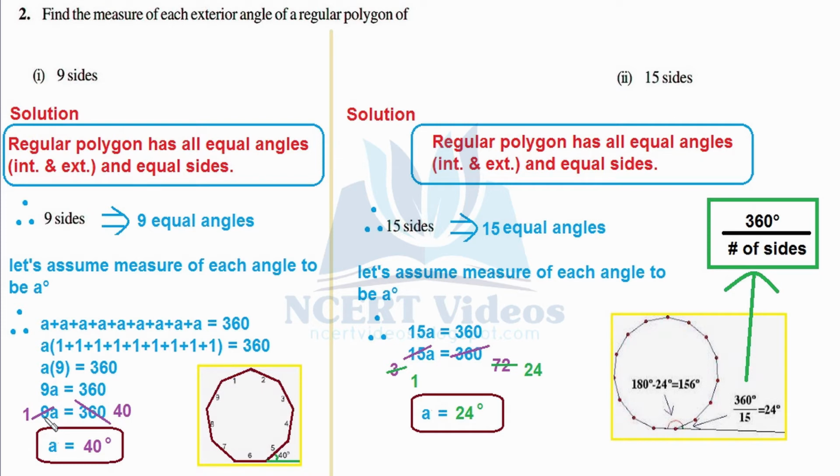Cancelling opportunity. 1 9 is 9, 9 4s are 36, 0 as it is. A is separated, its value came out equal to 40, and since we are dealing with angles, the unit of a should be degrees. Hence we wrote a equals 40 degrees. And we have assumed a as the measure of each angle, and that is what the question was asking us to find, that is the measure of each exterior angle. In case of a 9-sided polygon, it would be 40 degrees.